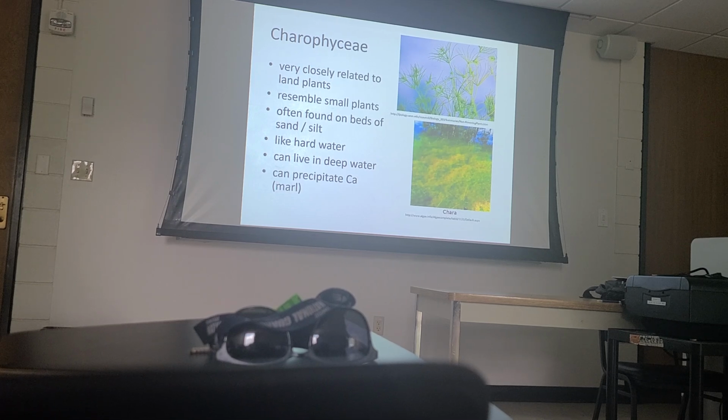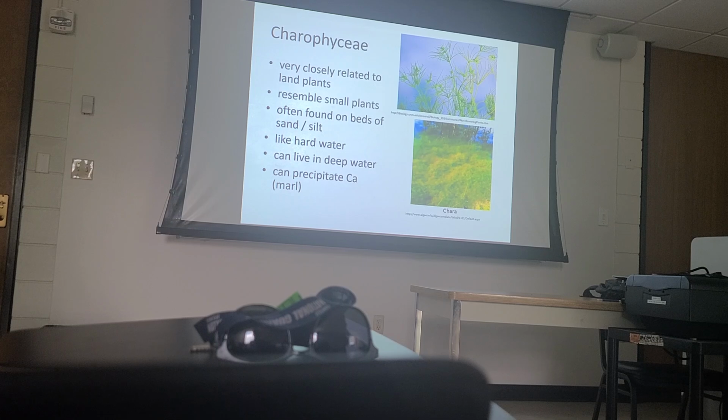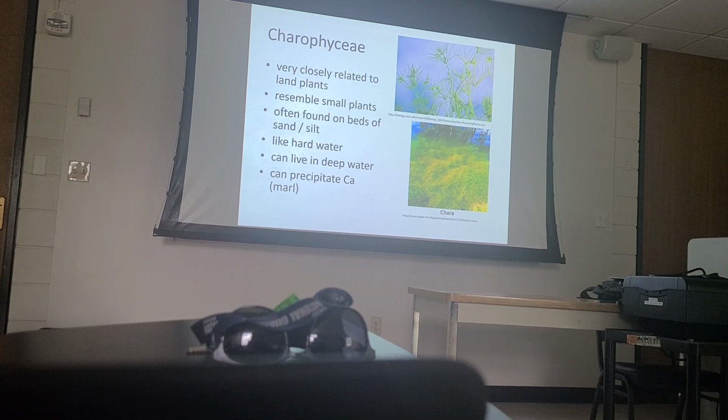And they can get all encrusted with calcium, and so we say they can precipitate calcium. And when that happens, it's basically like these little stony plants, and it forms these big calcium beds, and that's referred to as marl. And we don't have those around here as far as I can tell.